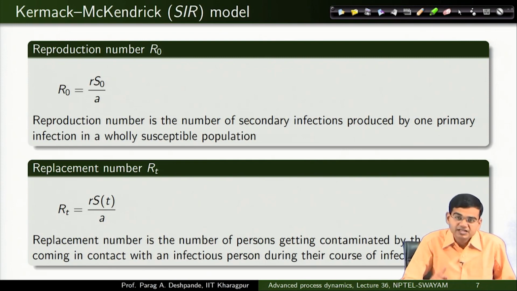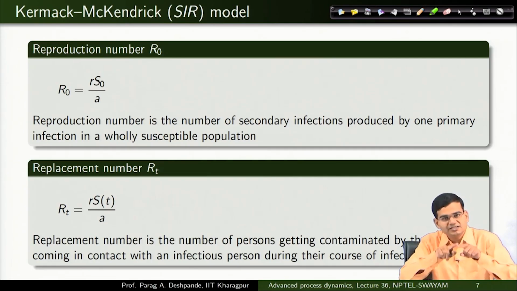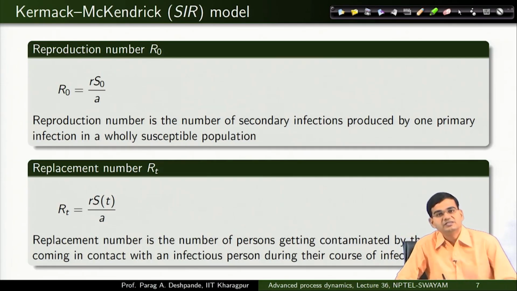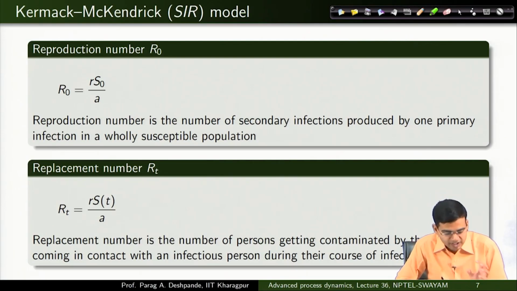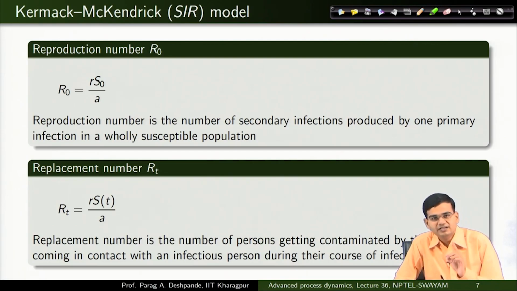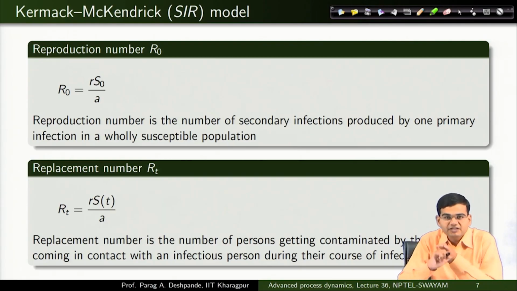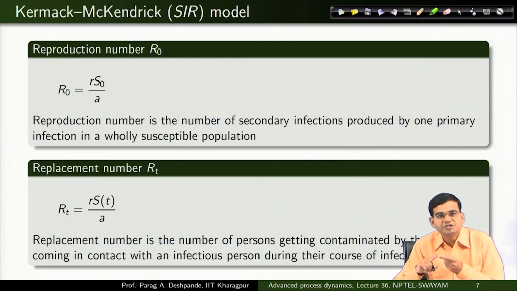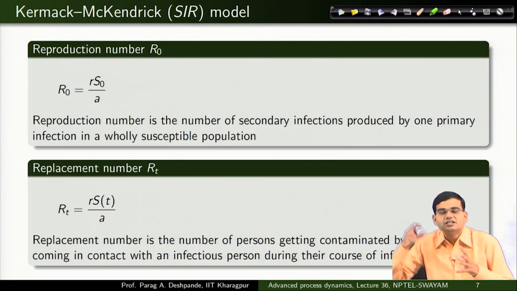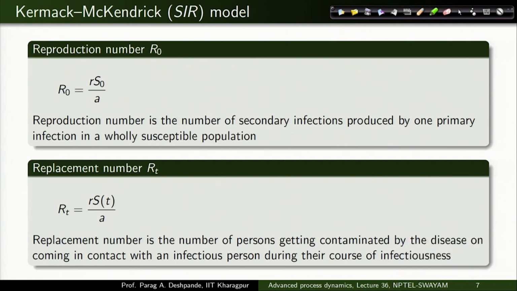It is the number of secondary infections induced by one primary infection in this wholly susceptible population, which means during the beginning of your pandemic or epidemic, if this quantity R0 is greater than 1, then every individual which is infected is infecting more than one individual in the population, and therefore, there would be a growth in the infection, and this is the popular R0 factor which we have seen.